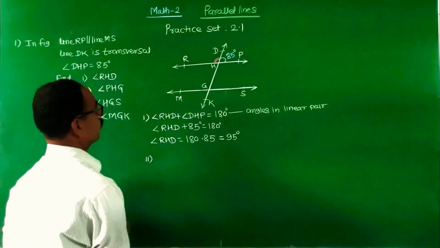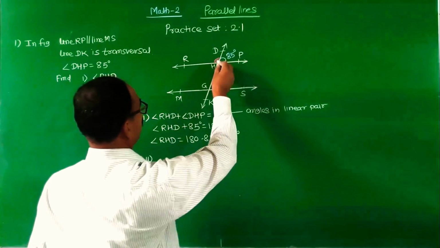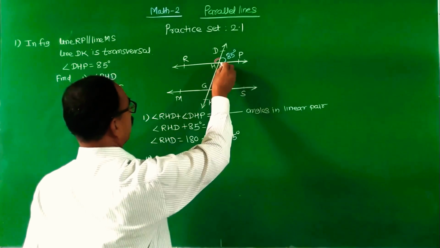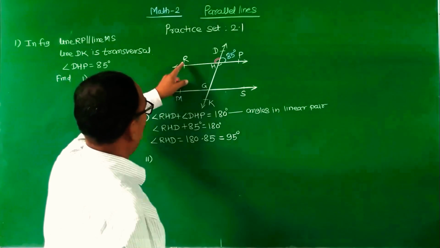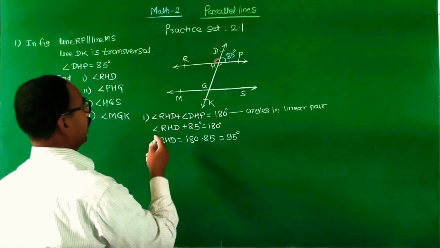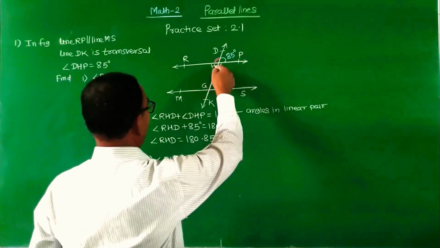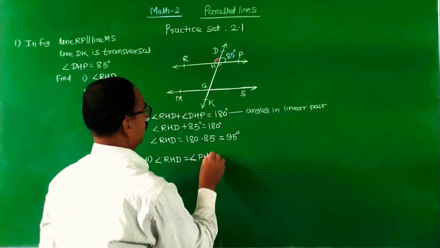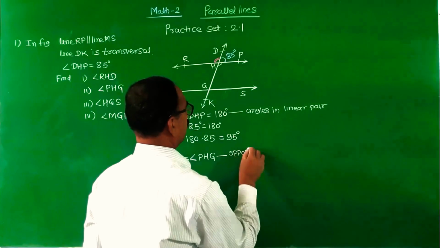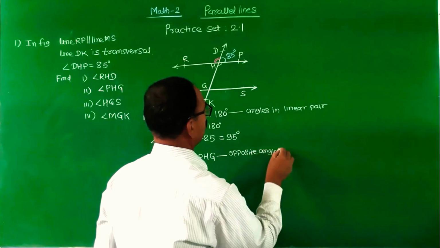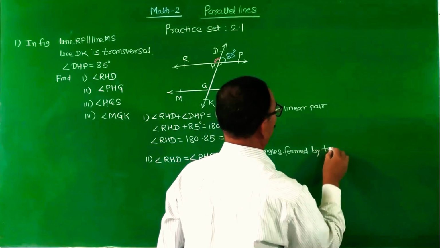Number 2, here we have to find out PHG, angle PHG. So this angle, here we have to find out PHG. This angle is the opposite angle of RHD. So here we can write angle RHD is equal to angle PHG, because opposite angles formed by two intersecting lines.